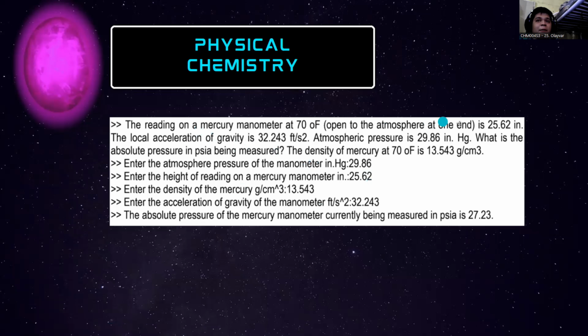And you see here the problem coding, and we will see the input that we needed, which is the atmospheric pressure of the manometer in inches of mercury, which is 29.86, and the height of the reading in a mercury manometer in inches is 25.62. And the density of the mercury in grams per cubic centimeter is 13.543. And the acceleration of gravity is 32.243 feet per second squared. And after that, we will manage to get the result, which is 27.23 pounds per square inch.